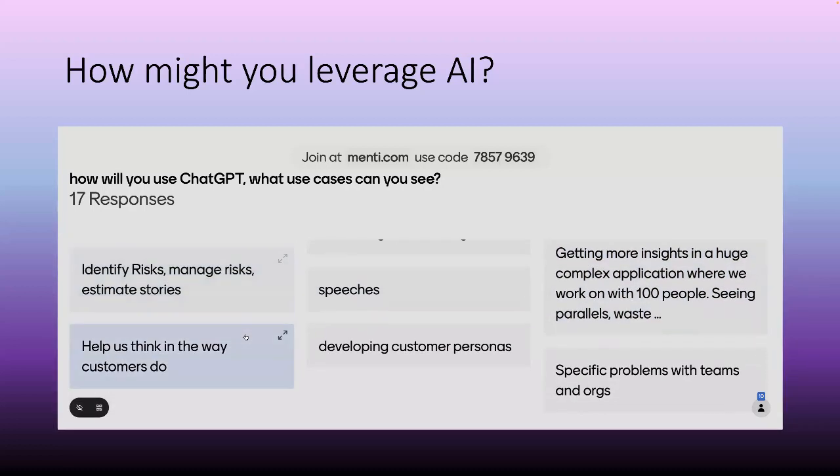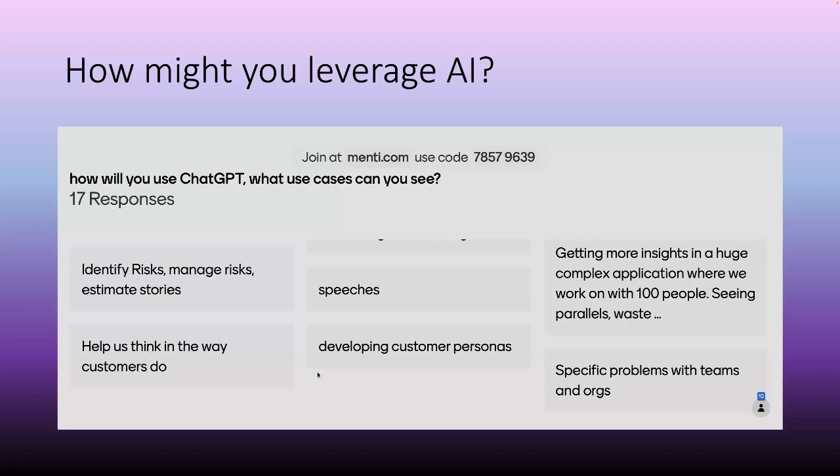Yeah, risks, managing risks, help us think the way customers do. Do you know what? That's a perfect persona. If you've written a user persona to help you to understand how you're going to build your product backlog, then use that persona with ChatGPT to ask questions. For me, that's a perfect use case. You could effectively start to almost have a proxy of your customer in the room with you, answering. Yeah, developing customer personas, writing speeches. It does a great job of doing that.